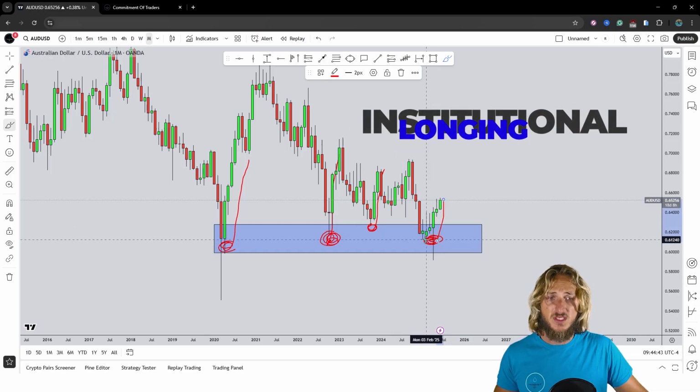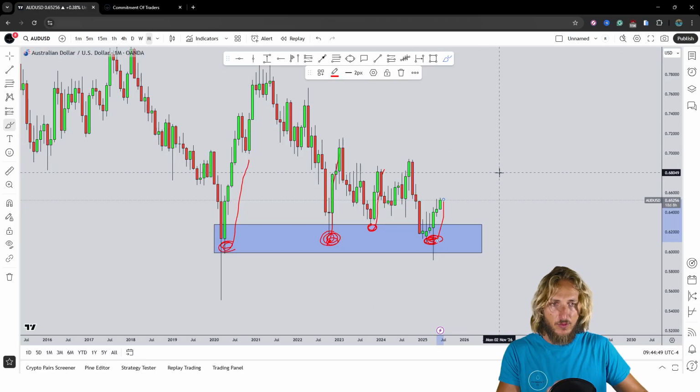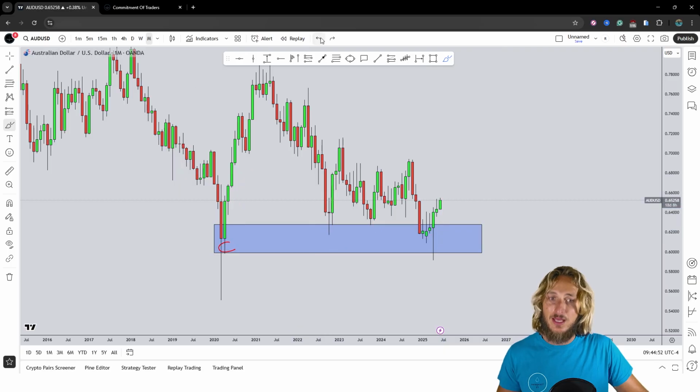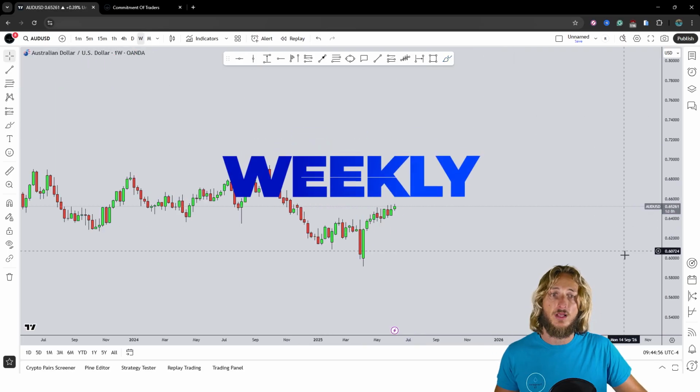And we will be speaking about institutional positioning in just a few moments when we move to the commitment of traders analysis. But for now, let's keep in mind that the market is rejecting strong demand and support and drop down on the weekly time frame.